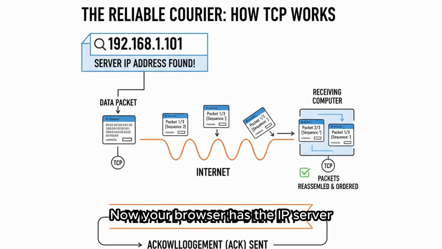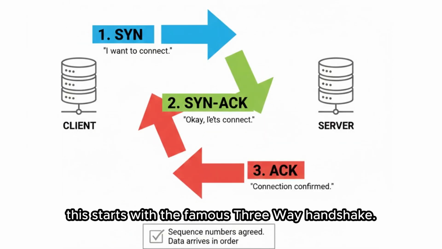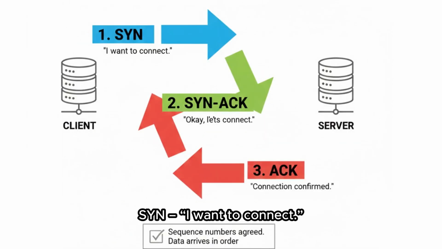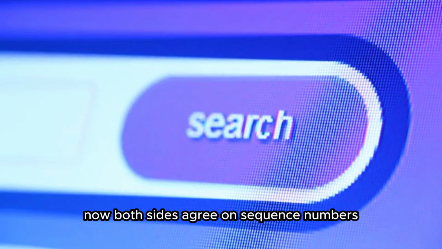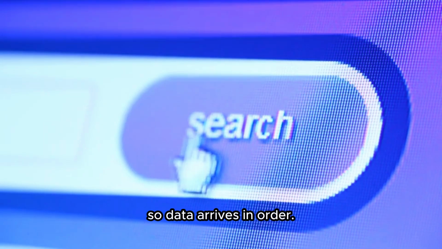Step 4. Establishing a TCP connection. Now your browser has the server's IP. To send data reliably, it uses TCP. This starts with the famous three-way handshake. SYN, I want to connect. SYN-ACK, okay, let's connect. ACK, connection confirmed. Now both sides agree on sequence numbers so data arrives in order.